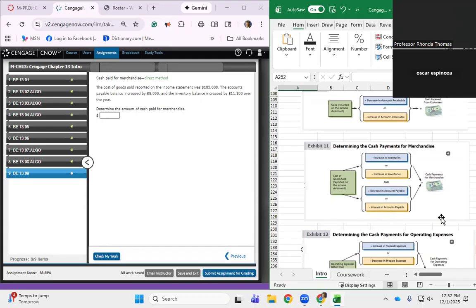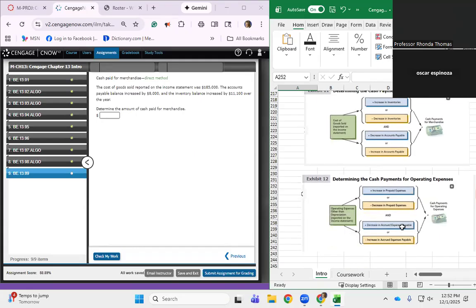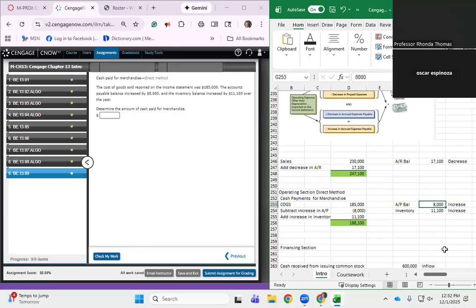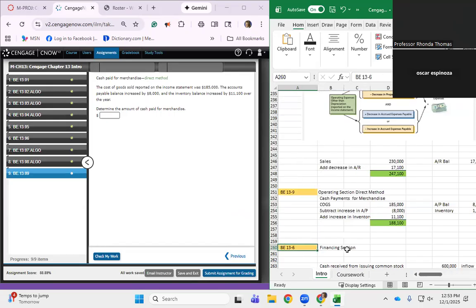So this gets kind of crazy. So let's see what we can do here. Let's start with the cost of goods sold. Okay, my cost of goods sold is $185,000. My accounts payable balance increased by $8,000. Inventory increased by $11,100. So, to the cost of goods sold, it's kind of the opposite of what I was just teaching you. I know. That's why I try not to teach both of these.